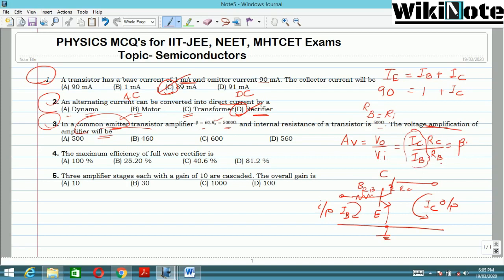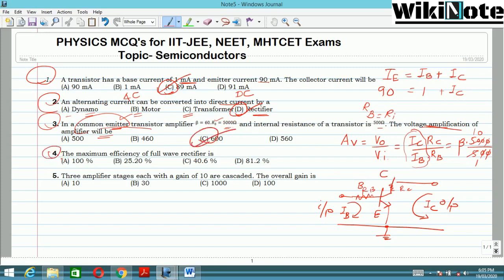RC is given, RB is also given, beta is also given. RC means output resistance, which is 5000. So I would like to write down that value, 5000 divided by the input resistance of 500 ohms. So 500, this 0 will get cancelled. You will get the value of 5 times 10, and beta is 60 into 10, so the answer is 600. That should be your answer.